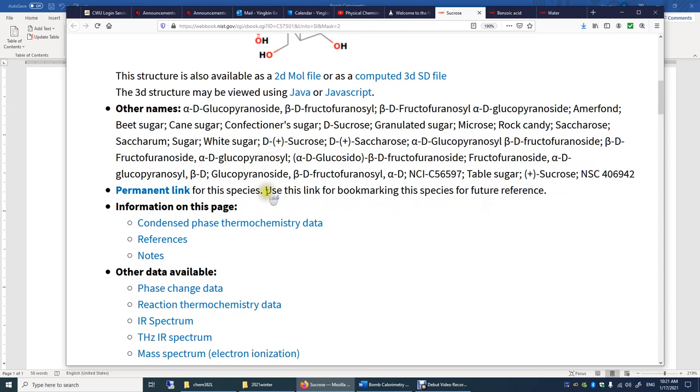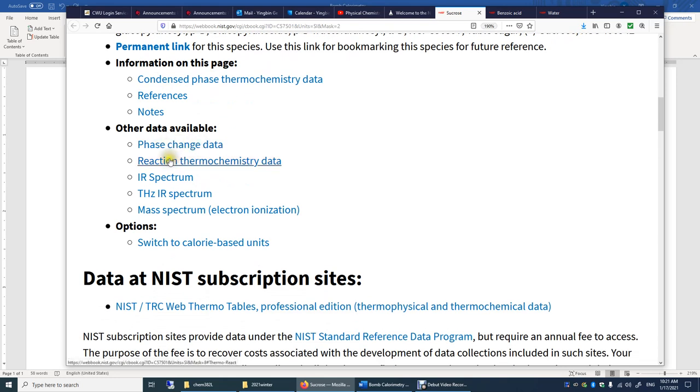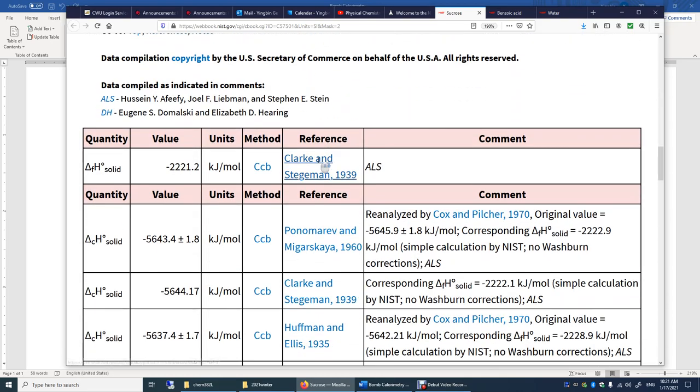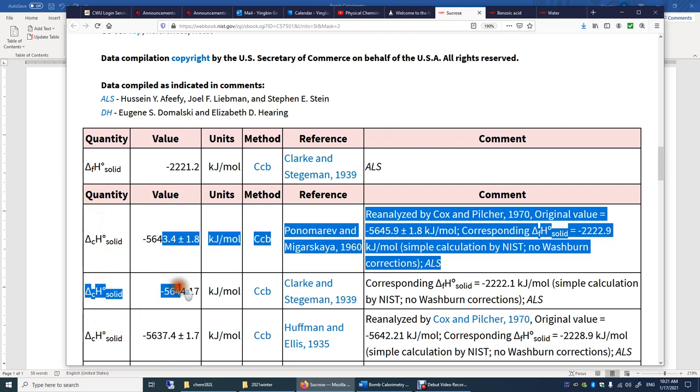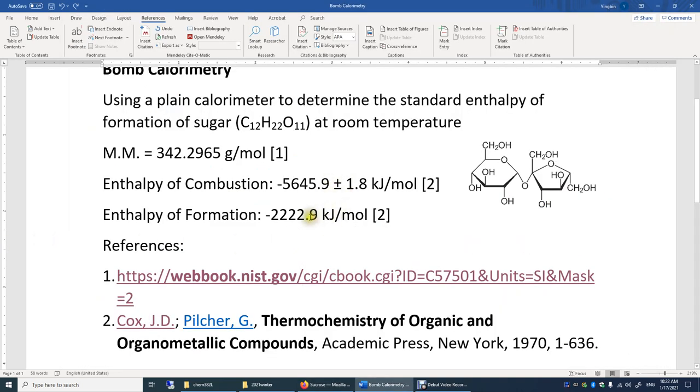If you're interested in the thermochemistry data of sugar in the solid or liquid phase, click here. Over here are phase change data, reaction data, infrared. If you scroll down, you can see some thermodynamic data of solid sugar: enthalpy of formation and enthalpy of combustion. These values are very close to each other. They were published in the 1930s and 1960s, and this one was reanalyzed by these two authors in 1970. So I included these two values in my document.